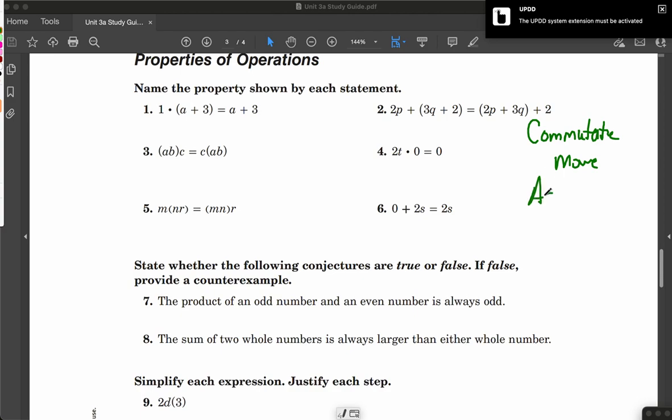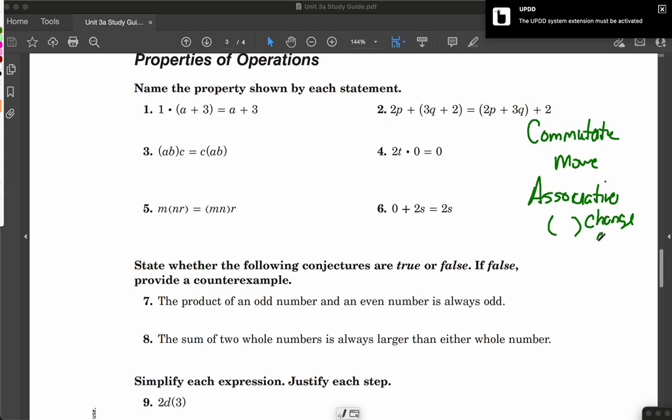Then I've got the associative property. This one means I can change my groups. So if I have A times B times C, with A and B in parentheses, my next one would be A times parentheses B, C, close parentheses. I can change my groups, okay?